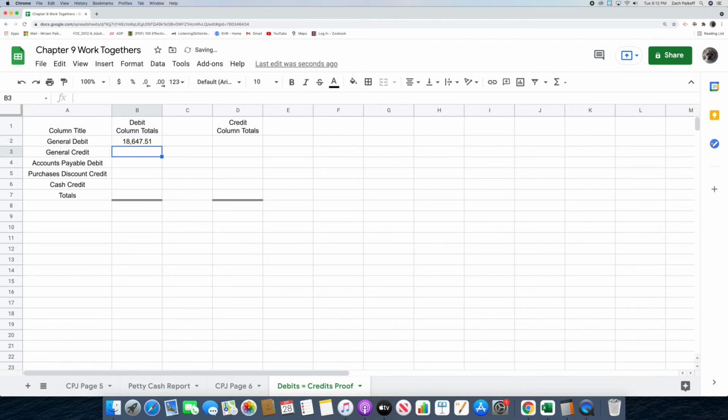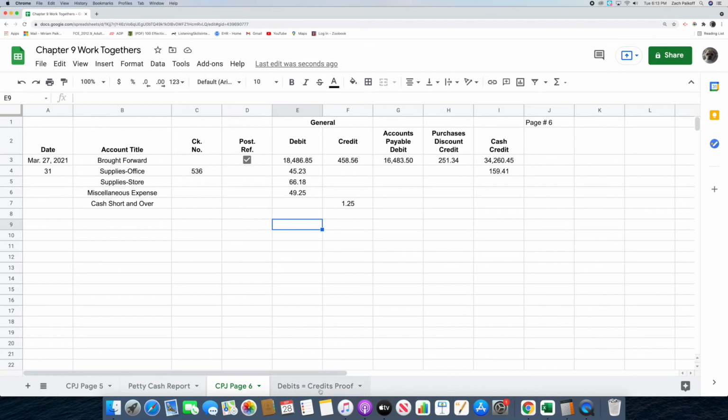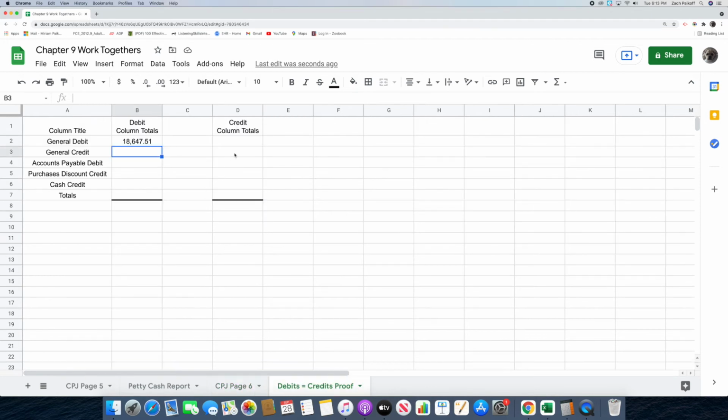The next column that we're going to total is going to be the general credit column. So we have $458.56 plus $1.25, and that will give us $459.81. So we're going to record that amount in the general credit column total.